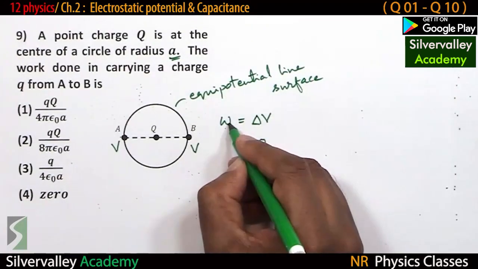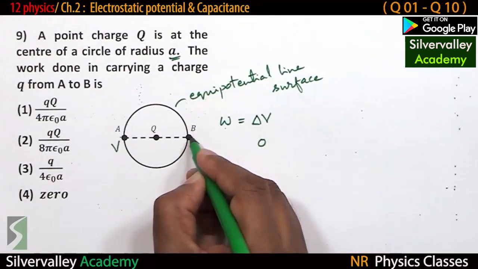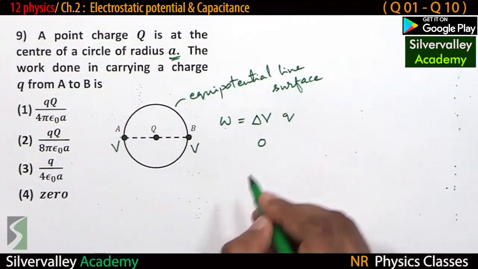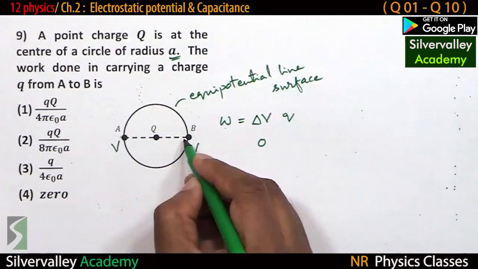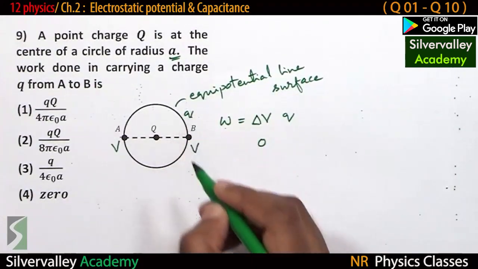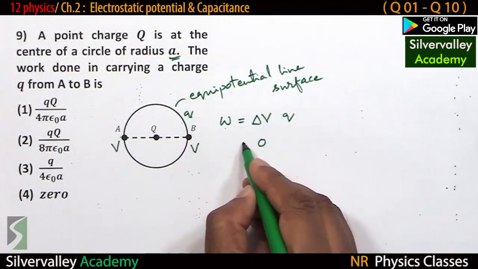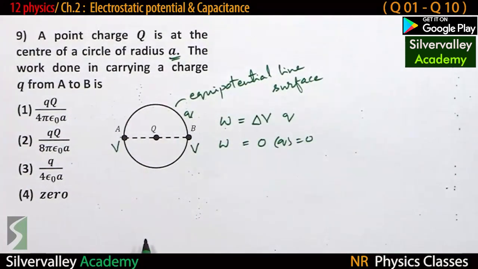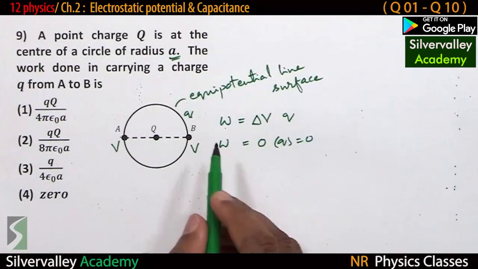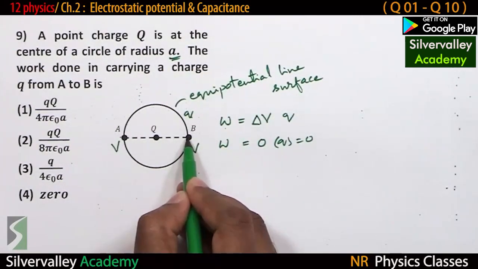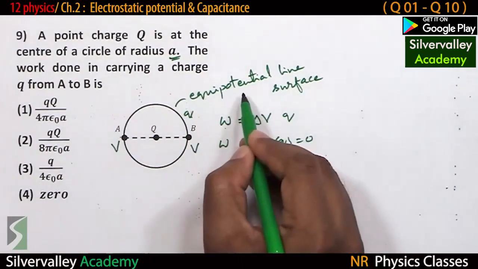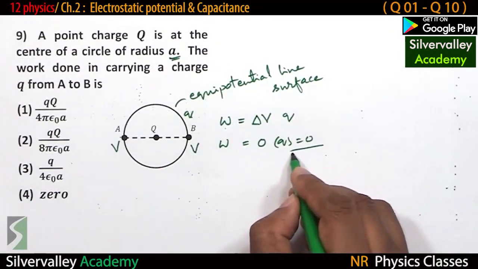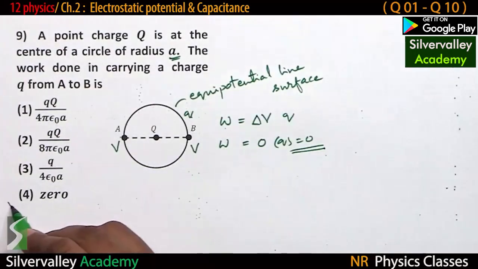Work done in moving a charge from B to A or A to B is delta V into that charge. So charge Q, say Q is moved. Since potential difference is 0, work done is also equal to 0. We know this concept, isn't it? Work done in moving a charge from one point to another point on the equipotential line or equipotential surface is 0. Therefore, 0.